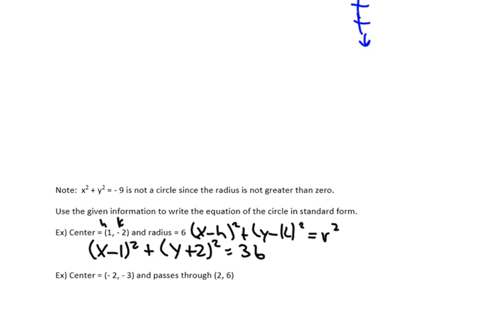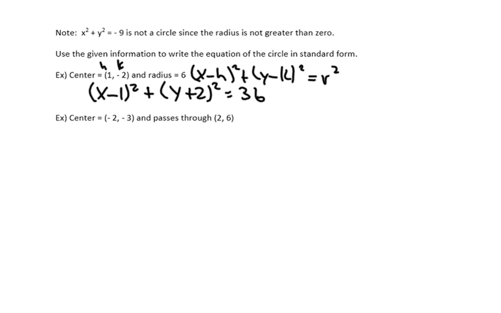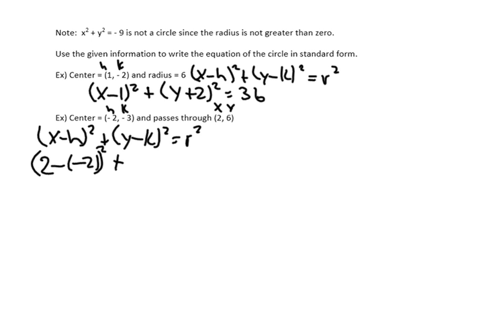Now, the other example is where I'm given the center and a point that it passes through. Again, I can use the information and the equation of the circle as such. Let's write this out first. Now, I know what h and k are, but now I have a point on the circle. I have x comma y. So I have everything that I need except the radius. But now that I have everything else, plug in. So that's going to be (2 minus a -2) squared plus (6 minus a -3) squared is equal to r squared. Well, 2 minus a -2, that is 4. 4 squared is 16. 6 minus a -3, that is 9. And 9 squared is 81.